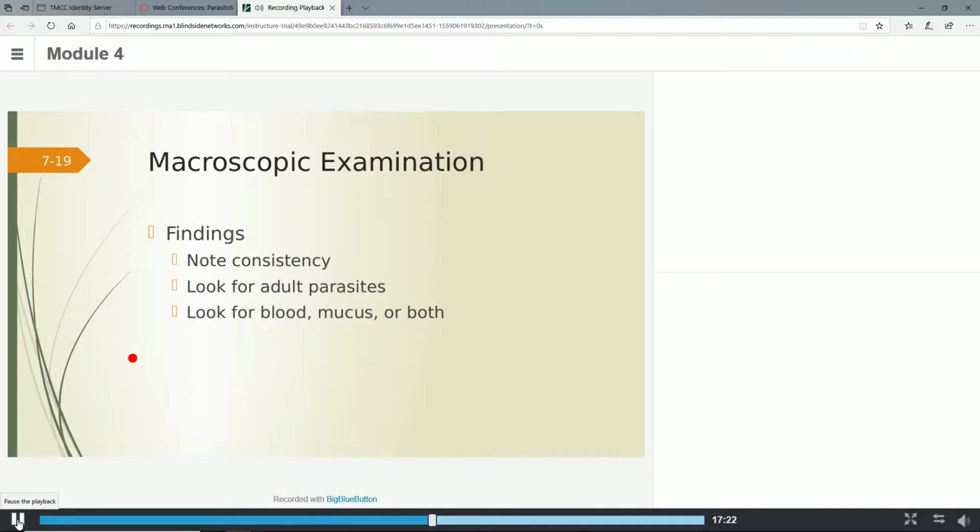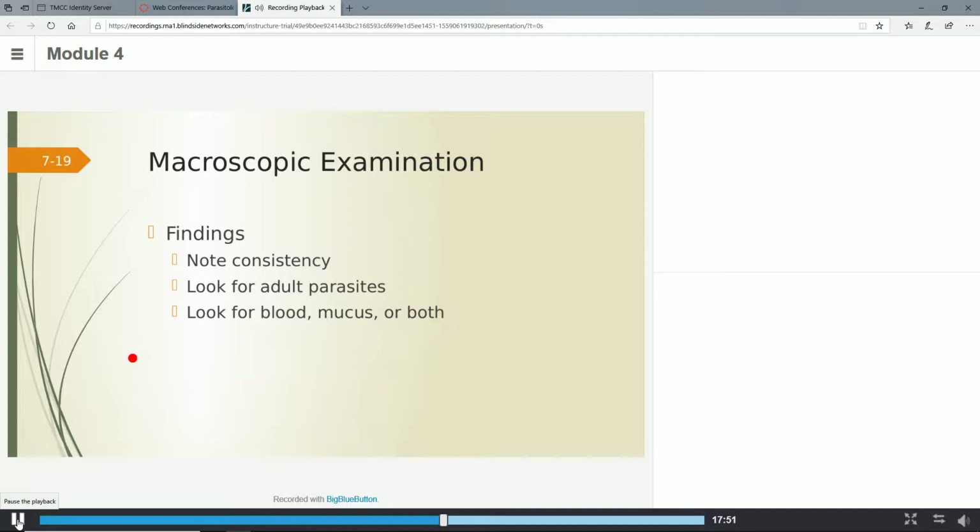So again, the process of a macroscopic examination is just going to be examining the stool for parasites macroscopically. So we're going to look at a stool sample and note the consistency of the specimen. Mushy or liquid stool suggests a possible trophozoite or intestinal protozoan. Protozoan cysts are found more frequently in formed stools. Helminth eggs and larvae may be found in either liquid or formed stools.